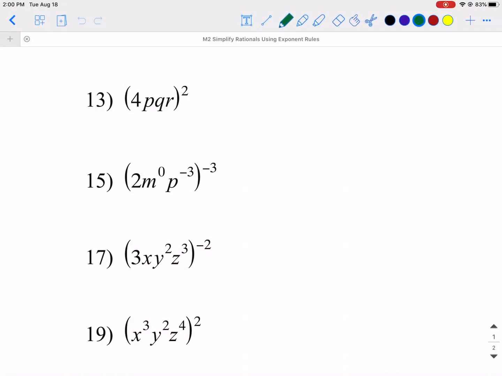Hey, I'm going to move on and use the power to power rule now with the exponents. So in the same worksheet we were using before, you have this term raised to the second power. If you remember the rule, the 2 goes with each element inside the parentheses.